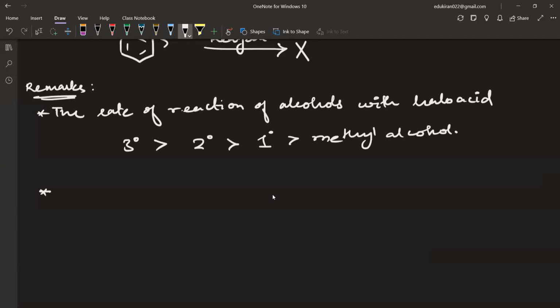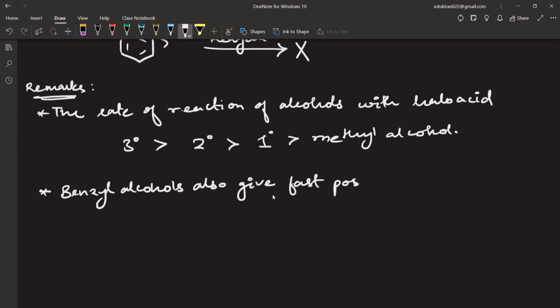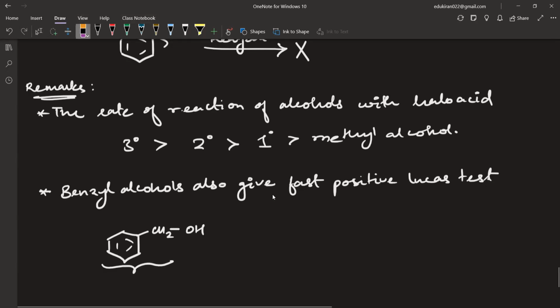Also write one more point. Benzyl alcohols also give a fast, positive Lucas test. If you remember, benzyl alcohol will be a benzene ring with CH2OH. So this is the benzyl group, and then we have an OH group.